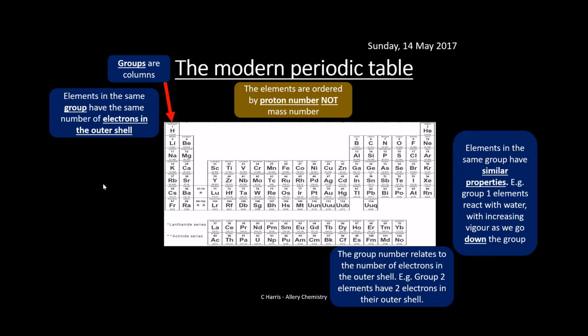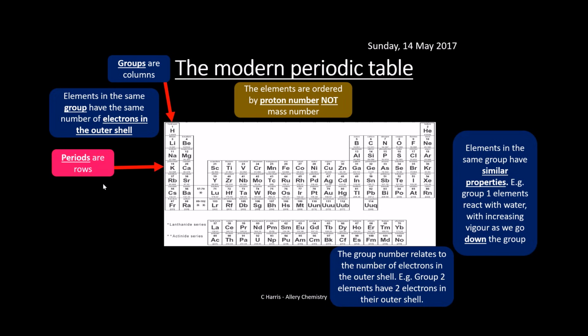So for example, group 1 elements all react with water with increasing vigor as we go down the group, so they become more reactive. You might see these when you put them in these big water troughs. You chuck them in and they react quite vigorously, produce lots of hydrogen gas, and some of them catch fire as well. So the likes of potassium could even catch fire.